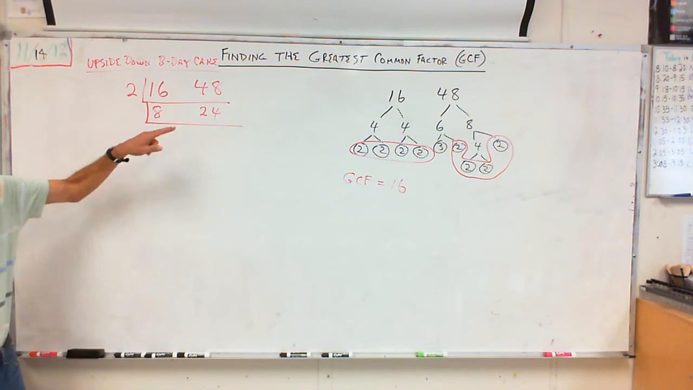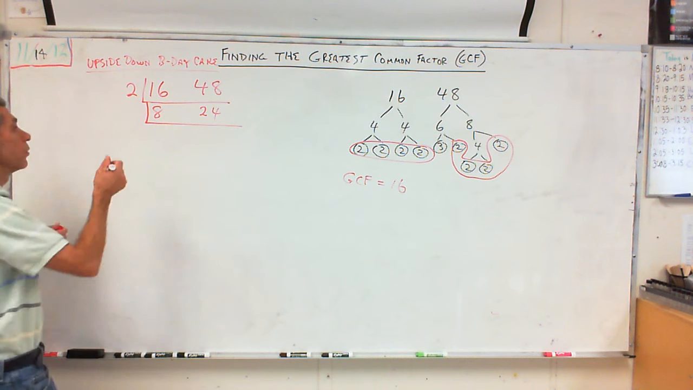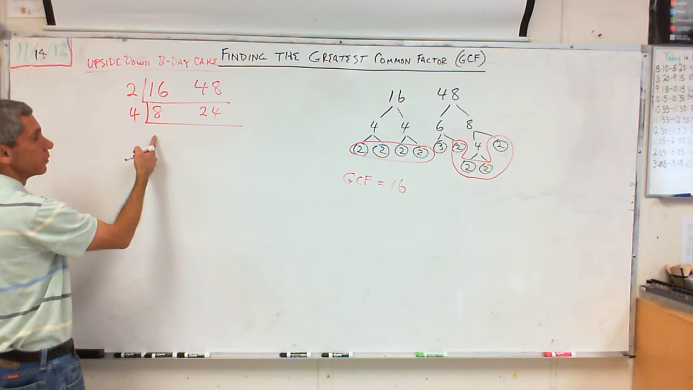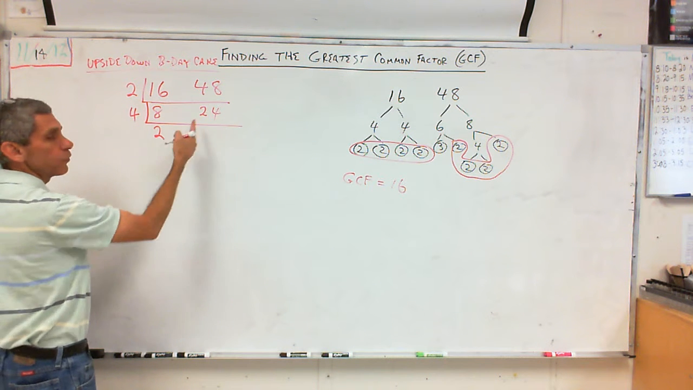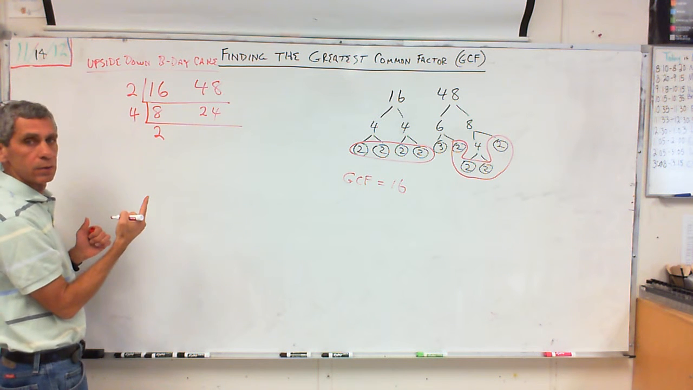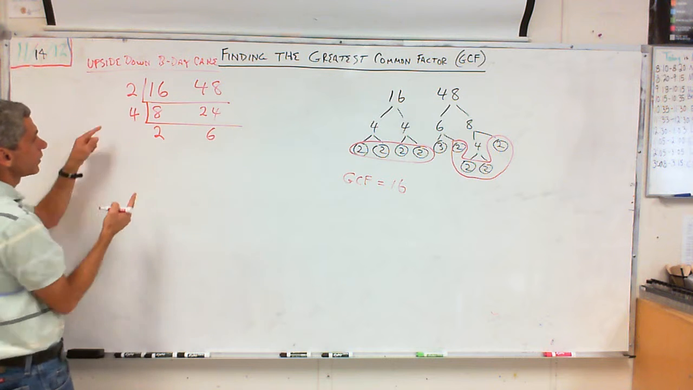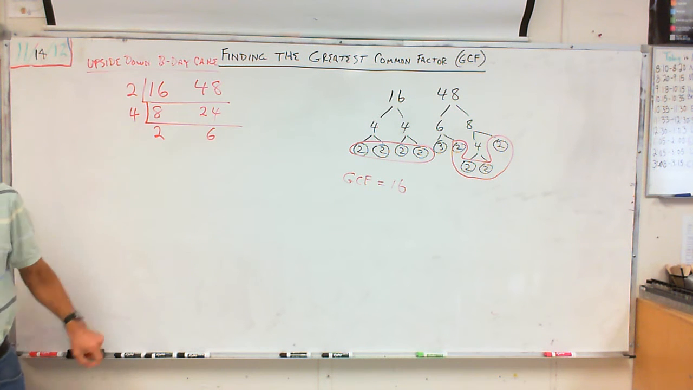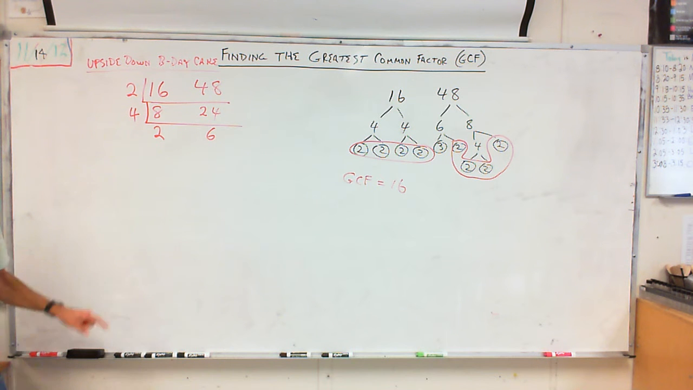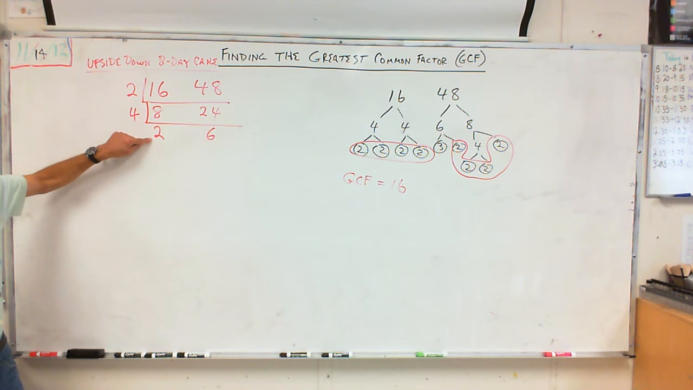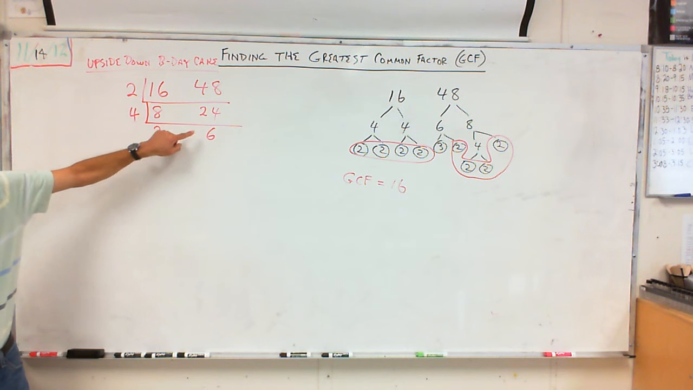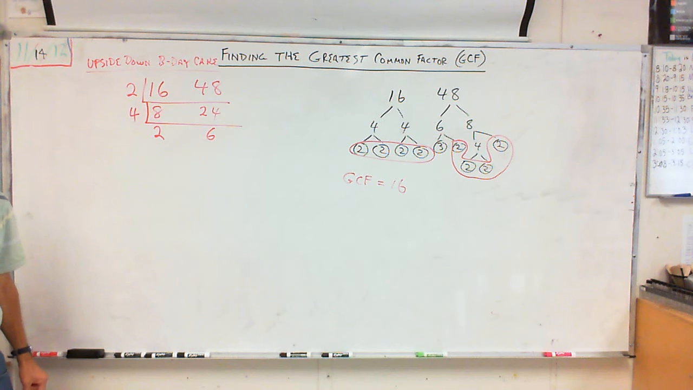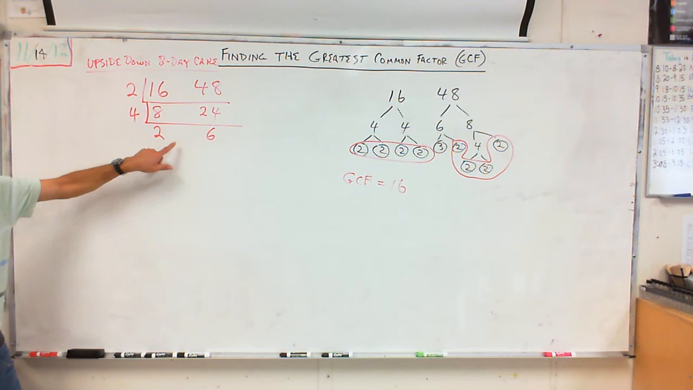So, what goes into 8 and 24? 4 goes into both. Okay, that's fine. Let's use 4. 4 goes into 8 how many times? Twice. 4 goes into 24 how many times? 6, right? So I can always check. 4 times 2 is 8. 4 times 6 is 24. I'm just saying I can test and make sure I'm right.